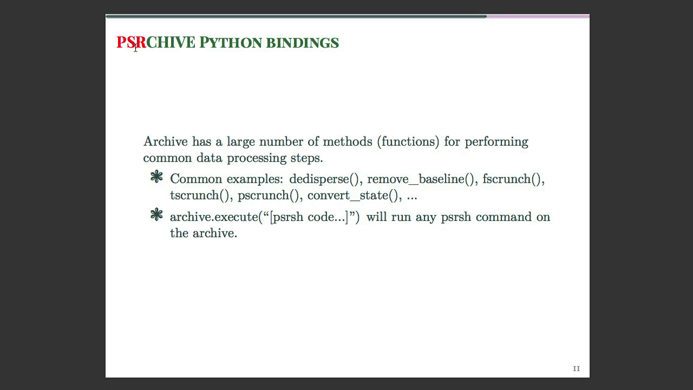There are a few more common functions. Again, ddisperse is something I've used. Remove baseline, fscrunch, tscrunch, and there are a few other functions. Actually, there are several other functions. Again, as I said, the documentation is not really up to great speed. And the last thing, which is not something I've used personally, is execute. But again, give it a try. It's there. You can try out some of the PSR shell commands.